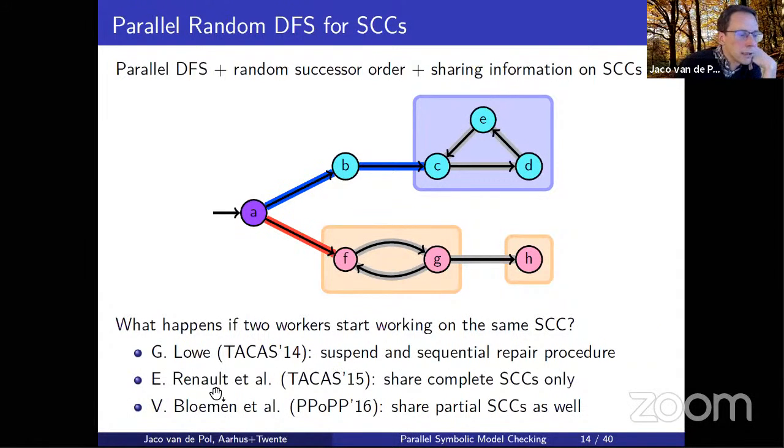So every SCC has to be handled by one worker. So Etienne Renaud had another approach in TACAS 2015, but basically it has the same property. He would only communicate an SCC to the other workers if the SCC has been completely traversed. So only complete SCCs would be shared. And I think the advantage of the work by Vincent Bloemen, my PhD student, was that he was able to also share partial SCCs, which can speed up the process quite dramatically. So let's look why this is.